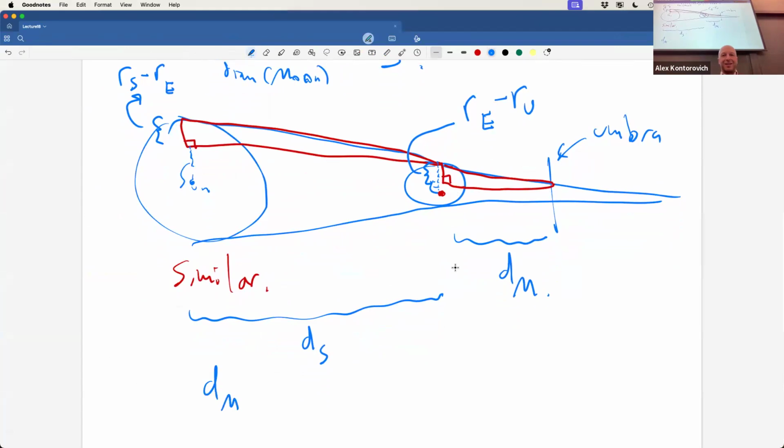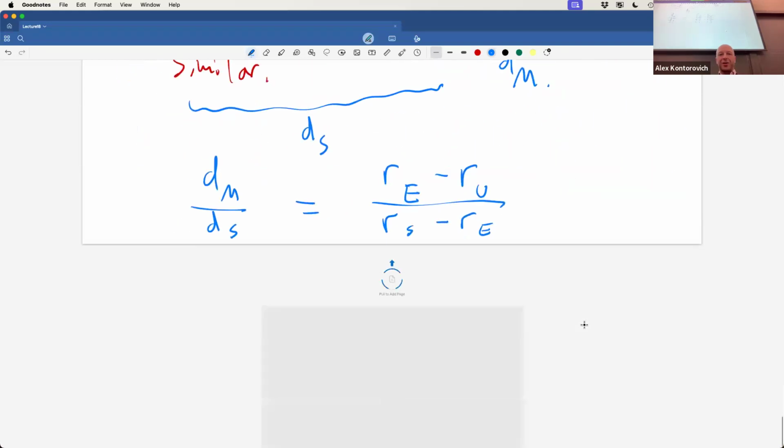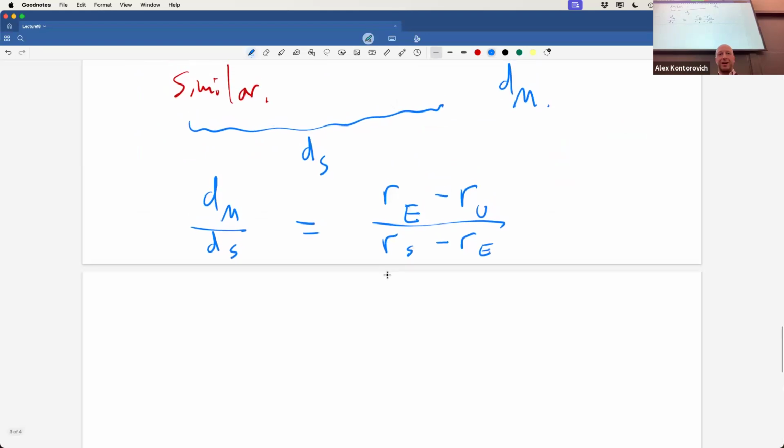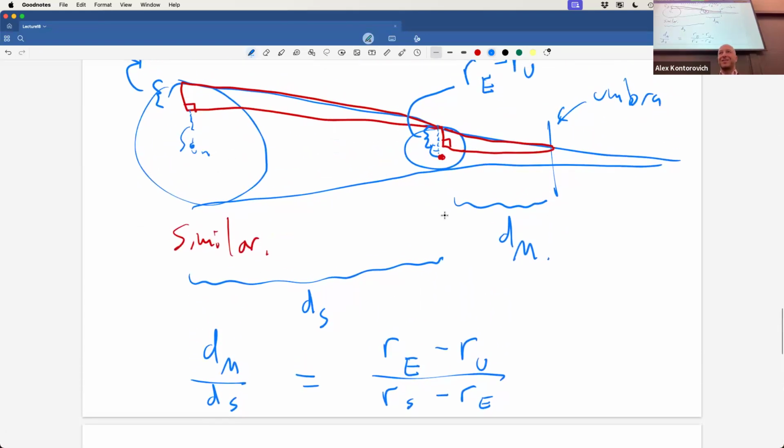The distance to the moon, so this distance, divided by the distance to the sun: the base is to the base as the height is to the height. The height here is the radius of the earth minus the radius of the umbra, divided by the radius of the sun minus the radius of the Earth. So far, so good? Everybody with me? So that's the calculation that we get out of imagining this pair of heavenly triangles.